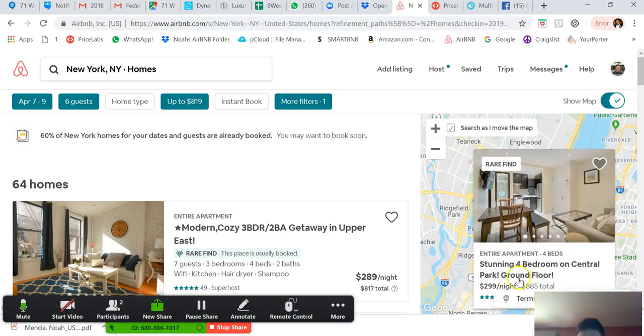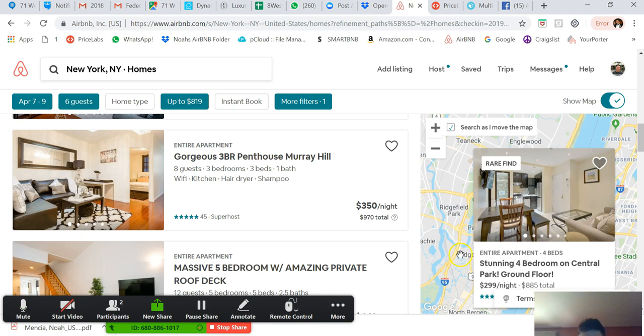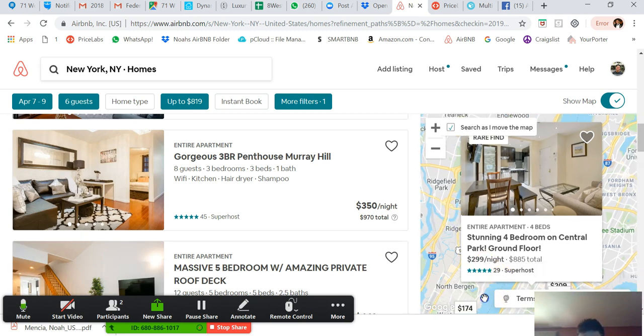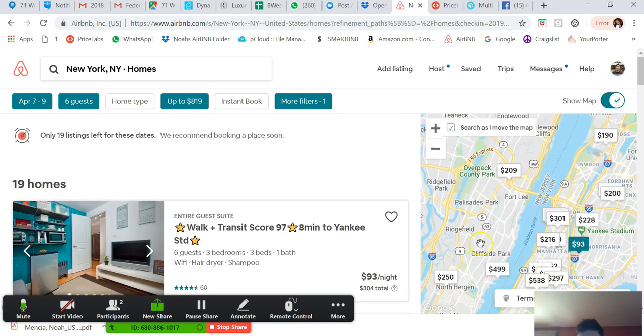So I like how this apartment is ours. It's popping up right away. It's a rare find. So that's good. That means we're priced pretty well. Looks like $885 compared to the market. Sounds about right. You look at the other properties.